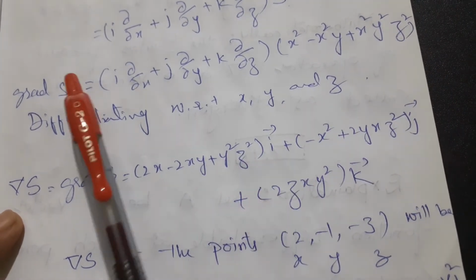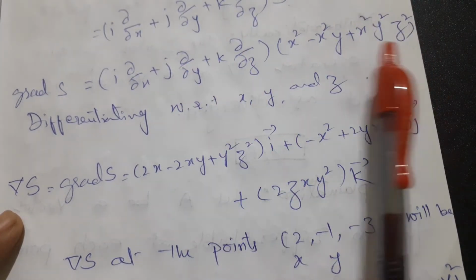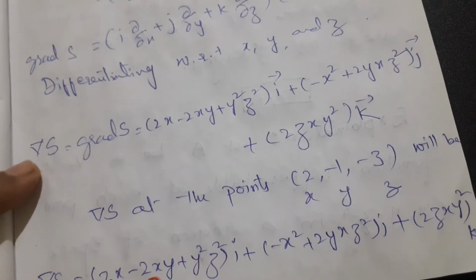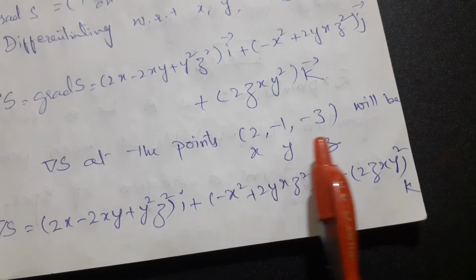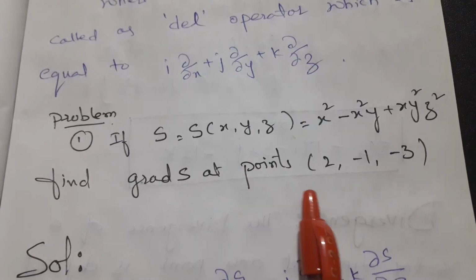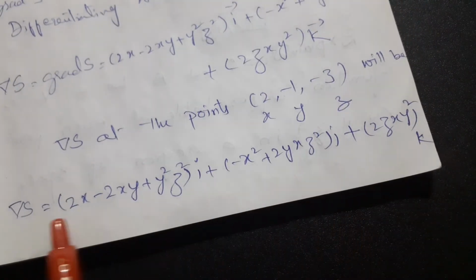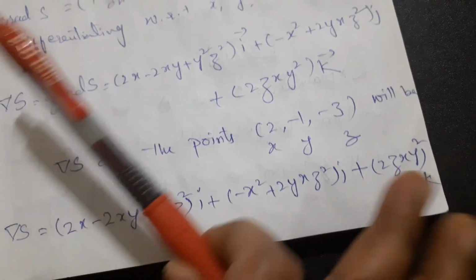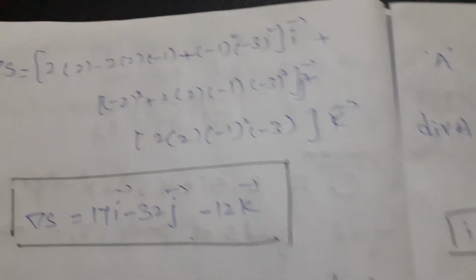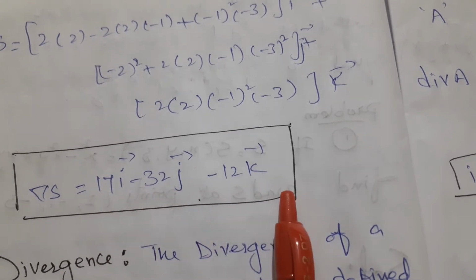Like this, if you differentiate separately with respect to each and every term, we will get an equation, and in that equation we have to substitute the values of x, y, z. In the question it is given that we have to find the grad s at the point (2, -1, -3). So del s at the point (2, -1, -3), just substituting the values of x, y, z, we get del s or grad s equal to 79i minus 32j minus 12k.